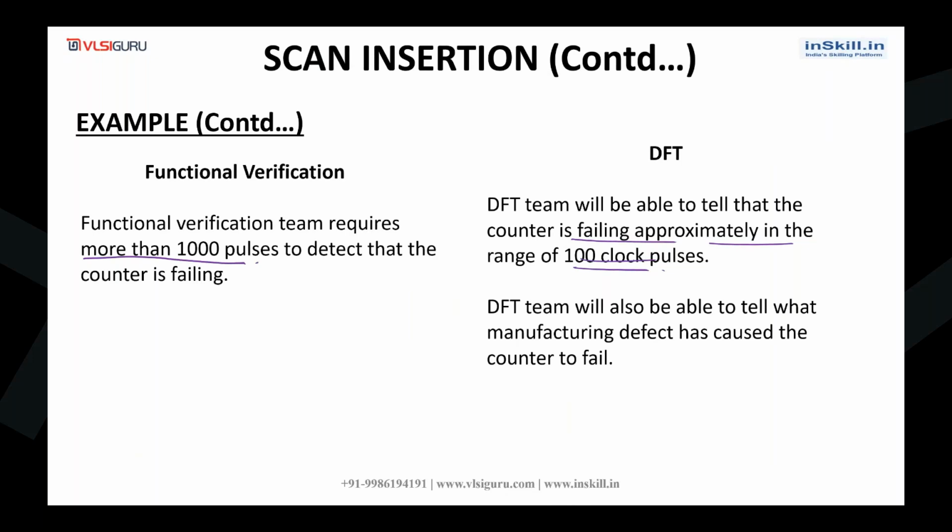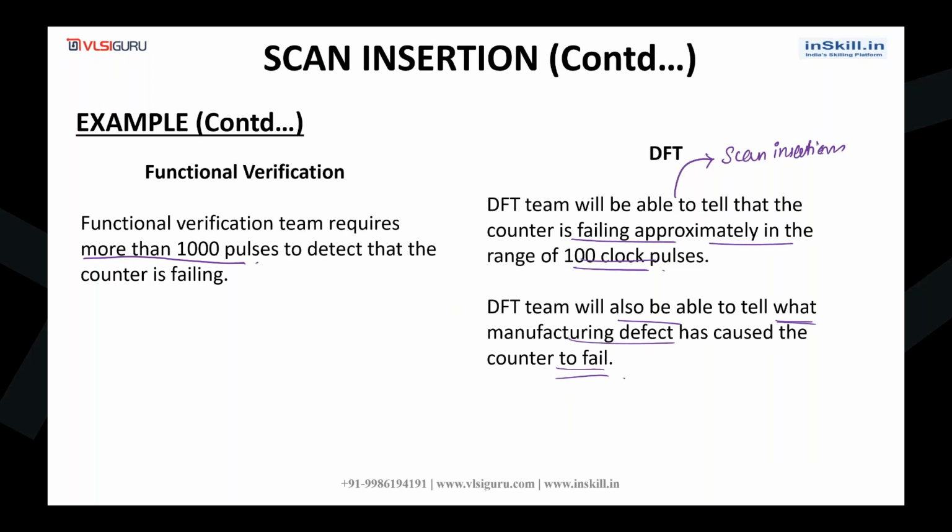It is because we have gone for scan insertions. As we have gone for scan insertions, we are easily able to control and observe our circuit. So that is why the DFT team will be able to tell that the counter is failing approximately in the range of 100 clock pulses. And the DFT team will also be able to tell what manufacturing defect has caused the counter to fail.